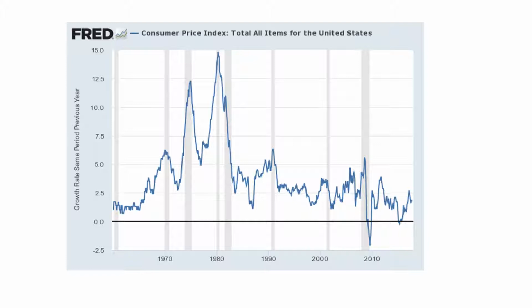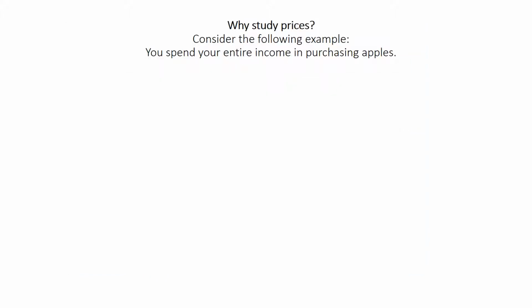So for the most part, the average price inflation in the US has been around 2 to 3%. And in certain years, we have seen extremes where it could go as high as 15%. So this is how the inflation rate looks for the US. By now, you must have guessed the reason why we study prices: to figure out the impact it has on the purchasing power of the money we have.